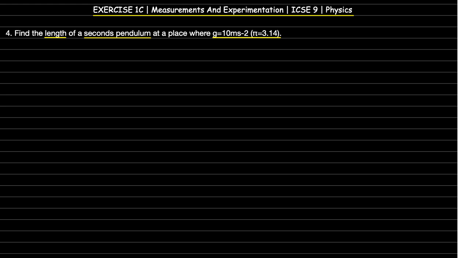So starting with the question, we need to find L. So I would be writing the given data. L is equal to question mark. Since it is a seconds pendulum, time period will be equal to 2 seconds. Acceleration due to gravity is given as 10 meter per second square. Pi, we are supposed to take it as 3.14.